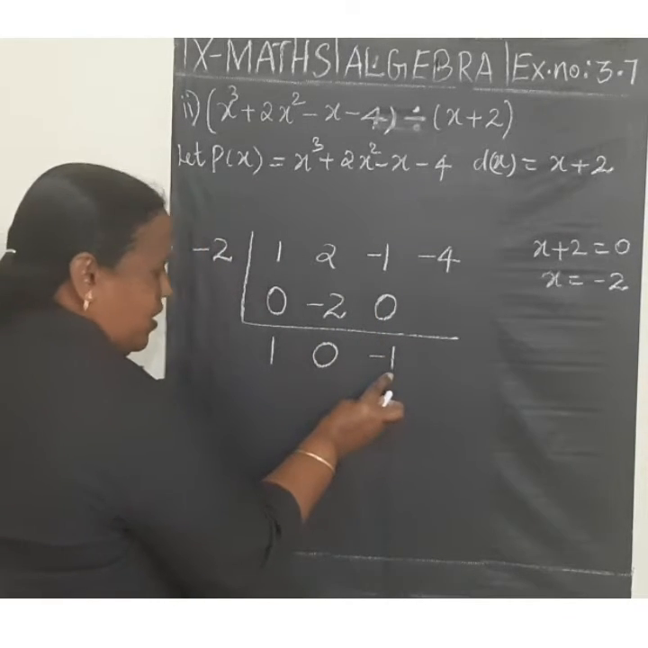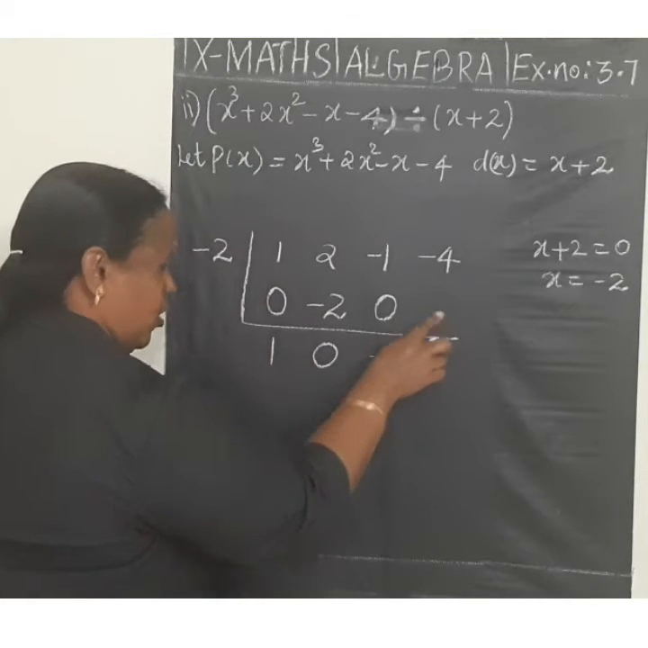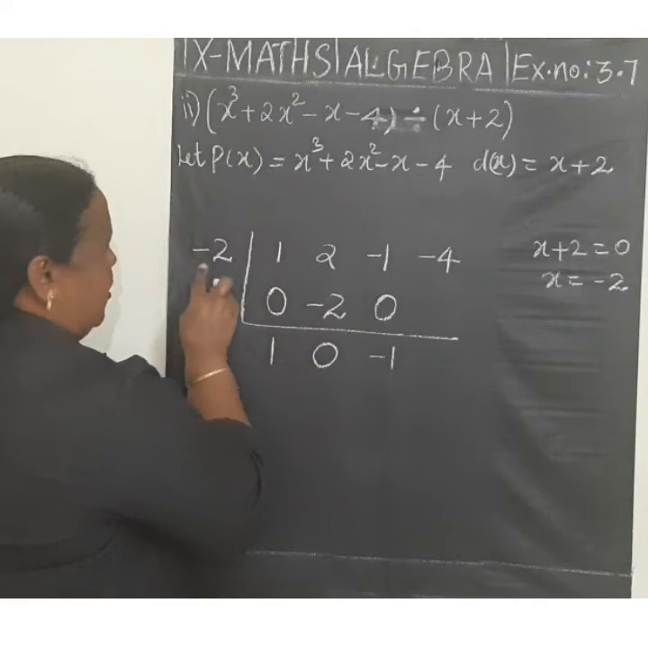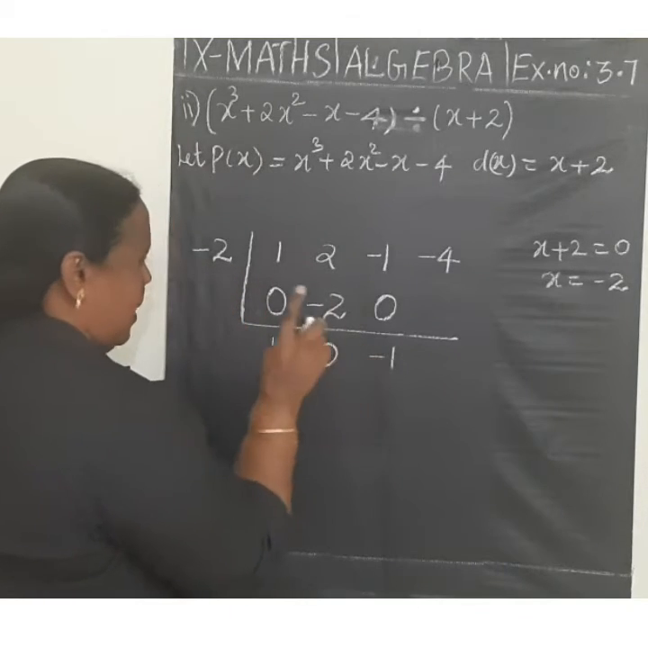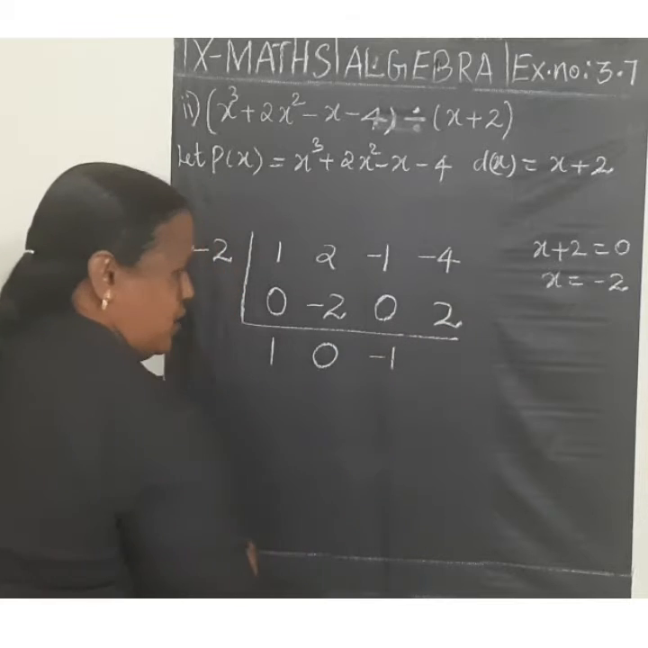Then we have to multiply this minus 1 into minus 2 and write it in the fourth column. So here minus 1 into minus 2. Minus into minus is plus. So 1 into 2 is 2. So we will be getting plus 2.